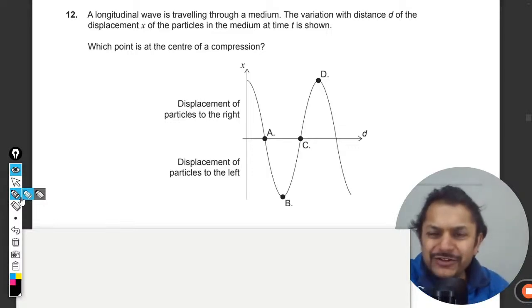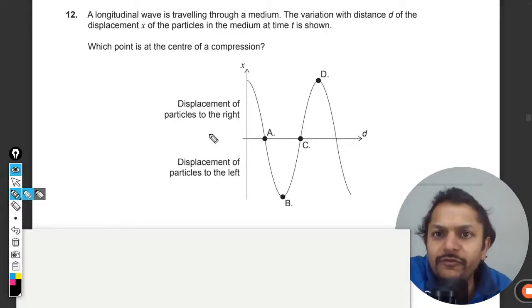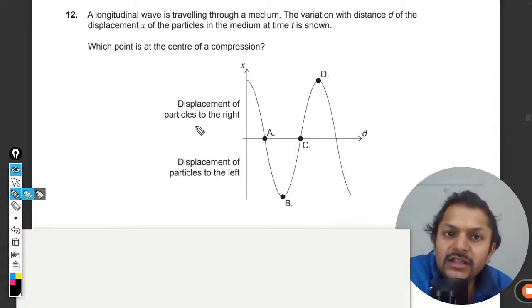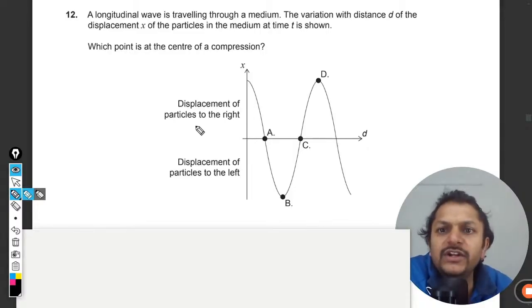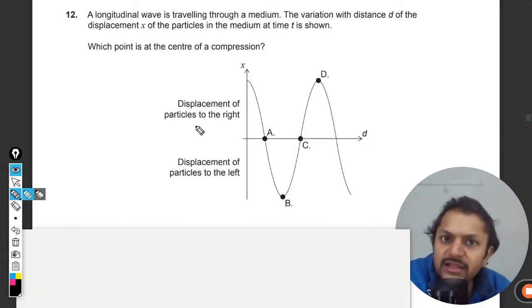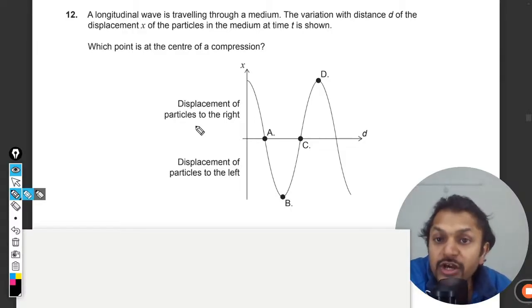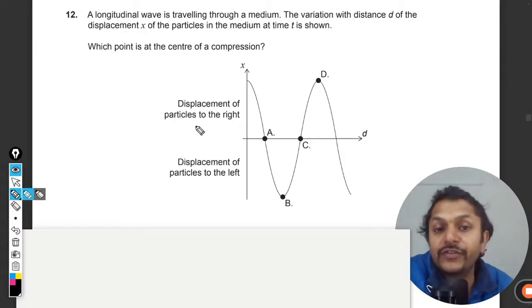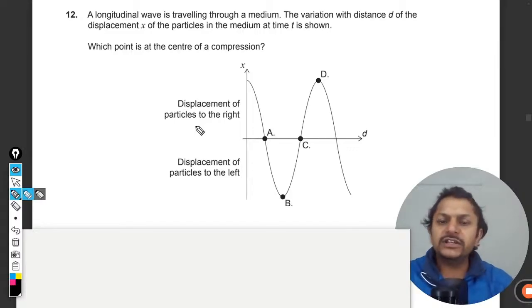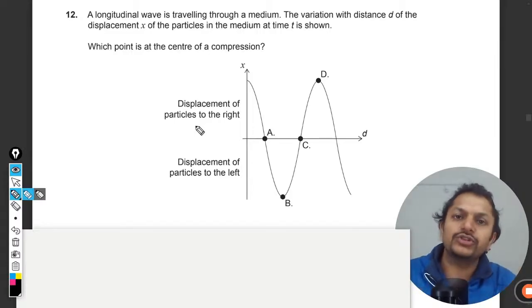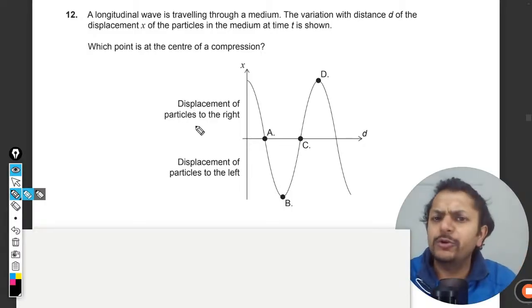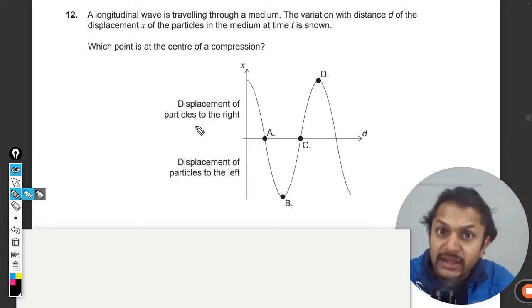Okay, dear student, let's see what is there in this question. A longitudinal wave is traveling through a medium. The variation with distance d of the displacement x of the particles in the medium at time t is shown. Which point is at the center of the compression in this? Time and again this kind of question is repeated in our examinations, and I have seen so many questions which are based on the same concept.